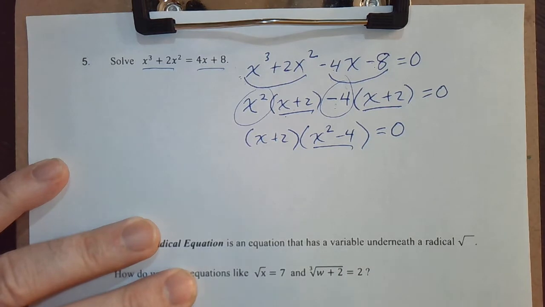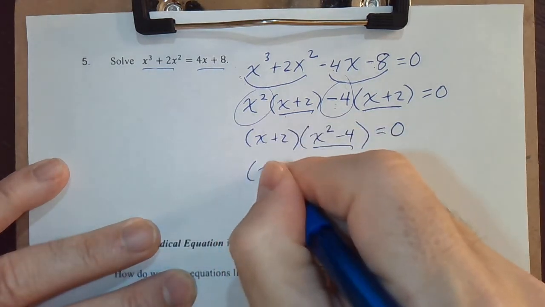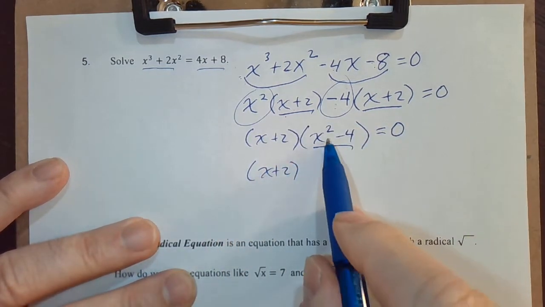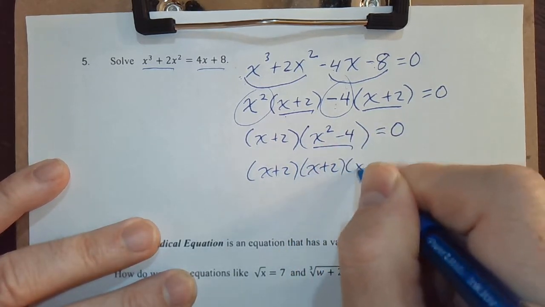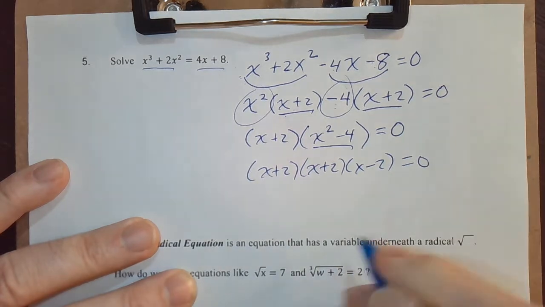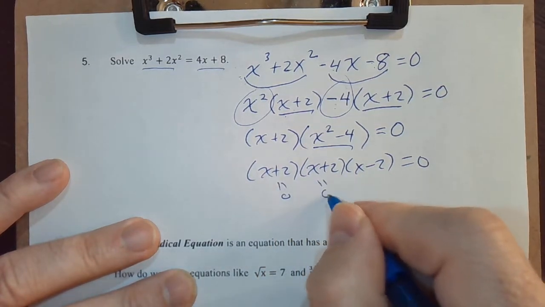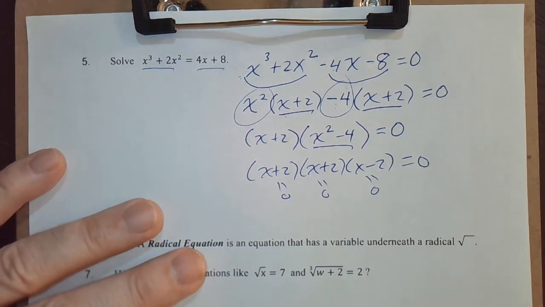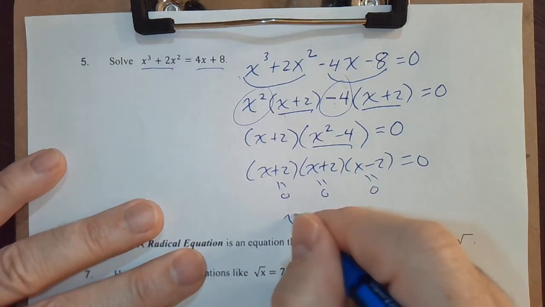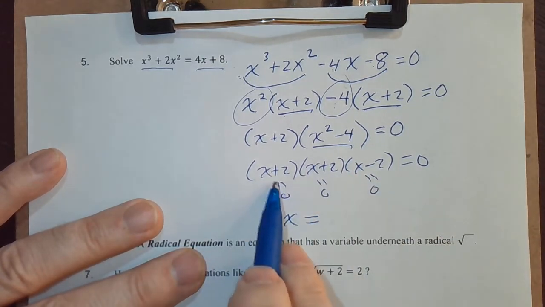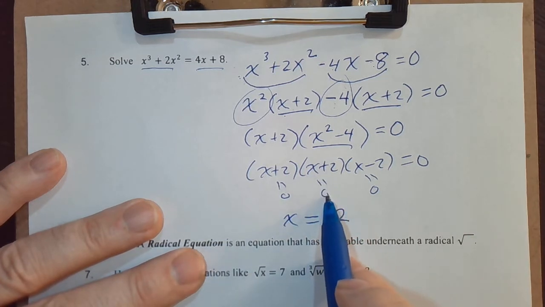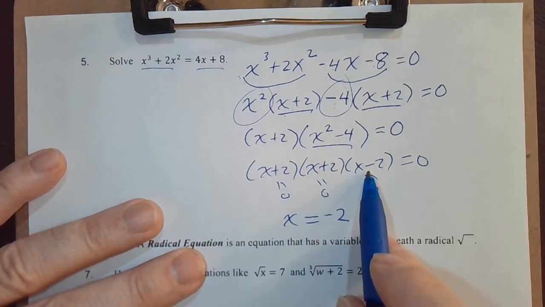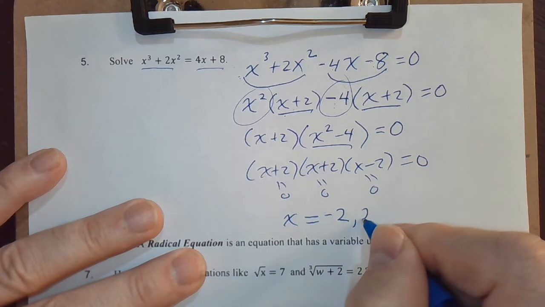That's a difference of two perfect squares. So we will have x plus 2, let's see, this would be x plus 2, x minus 2, equaling 0. So we'll now use the zero factor property to finish up. Well, this one says that x is negative 2. This one says x is negative 2. I don't need to repeat it. This one says x is plus 2.